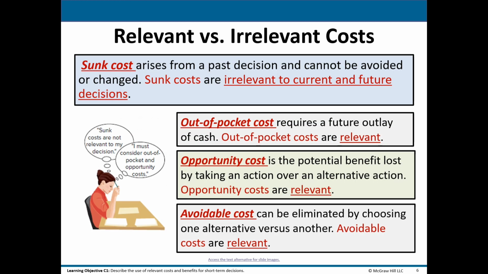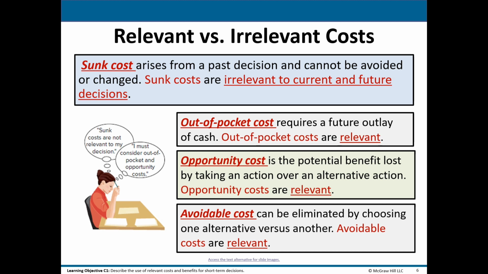4 types of costs are important when distinguishing relevant costs, including sunk costs, which arise from a past decision and cannot be avoided or changed. It is irrelevant to current and future decisions. An example is the $1,000 we previously paid for a smartphone. That sunk cost is not relevant to a decision to replace it if it breaks. We've already spent it, we can't do anything about it now.